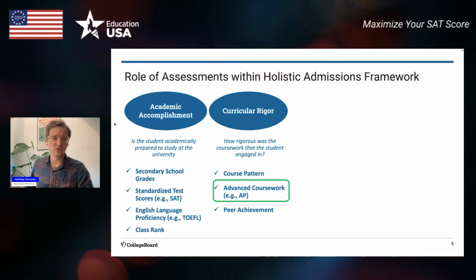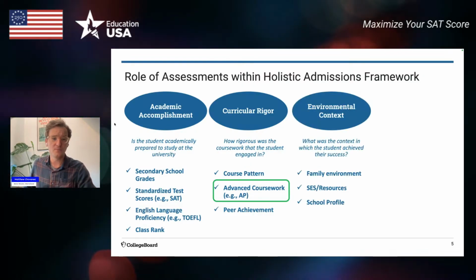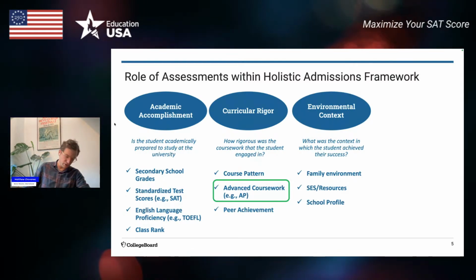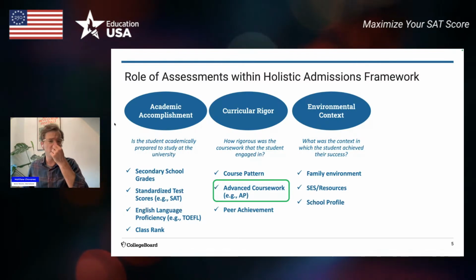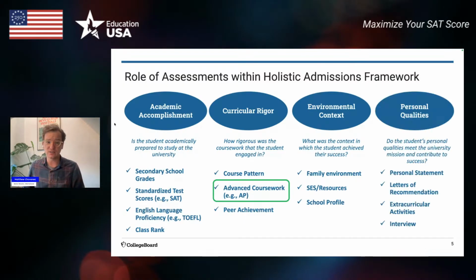And then there is, of course, curriculum rigor. So have you taken higher courses, college level courses like AP? We need to know about your background, what kind of a school you actually go to, what kind of country you live in, what kind of resources you have or don't have access to.